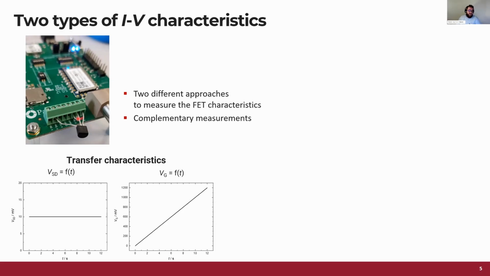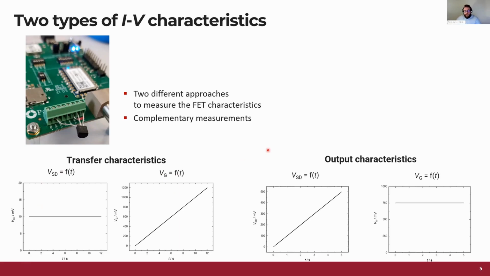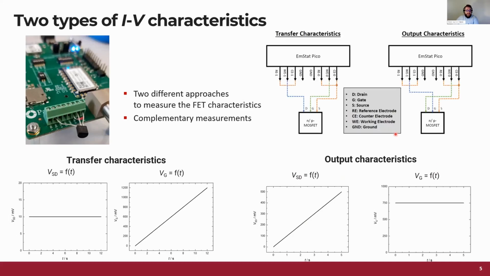Either you do the transfer characteristics, where the source drain voltage is kept constant throughout the measurement, and then you sweep the gate voltage in time, or you can do the output characteristics, which is the opposite, meaning that you change the source drain voltage in time, and then you keep the gate voltage constant throughout the whole experiment.